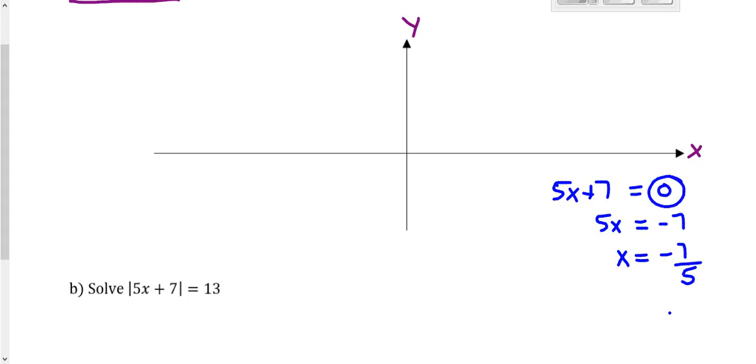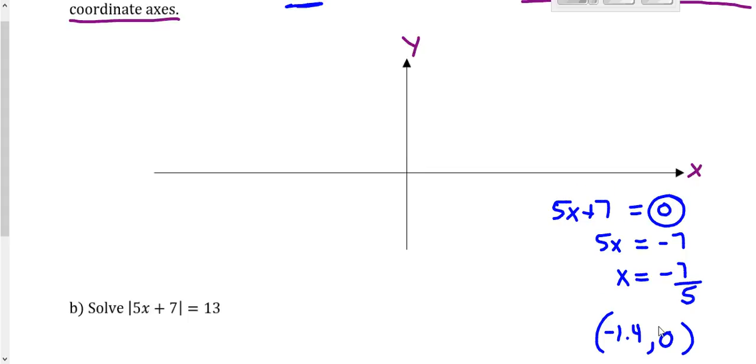So y was 0 and x is negative 7 over 5, which as a fraction is really difficult to graph. So I put this in my calculator and I got negative 1.4. Decimals are a little bit easier to graph, and you will have a scientific calculator on the test. So let's go ahead and graph that.